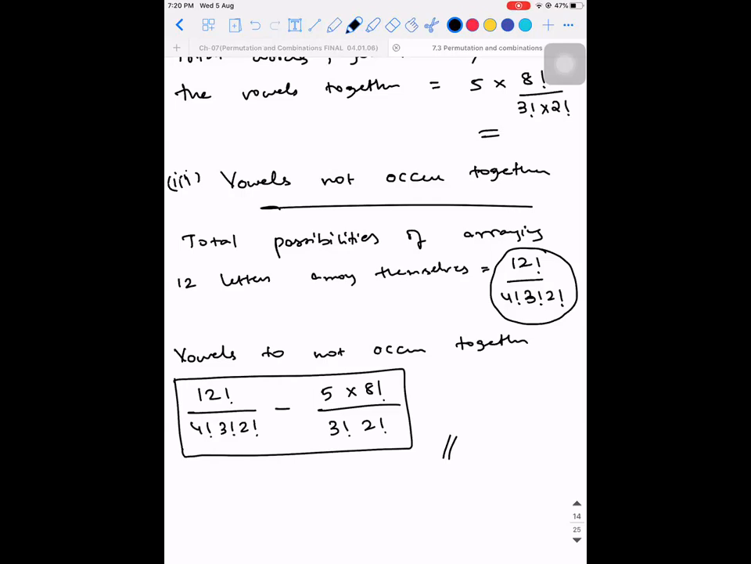So we took the possibility of arranging all the 12 letters and subtracted it with the possibility of arranging all the vowels together, just like how we did the previous problem. Yes, sir.